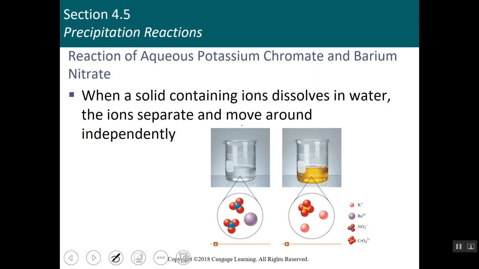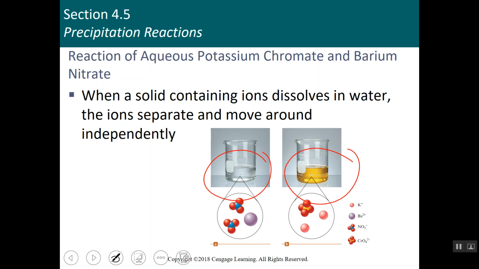So here is our barium nitrate in solution, and here is our potassium chromate in solution. So potassium chromate is the yellow solution, the barium nitrate is the clear colorless solution.